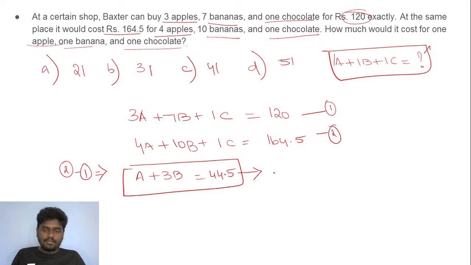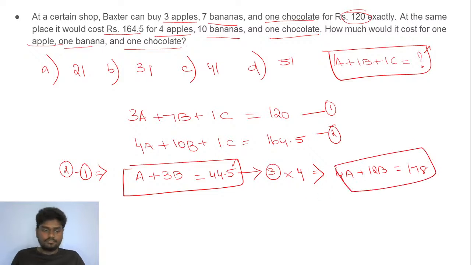And if I multiply this by 4, if I multiply 4 into a plus 3b, what I'll be getting here is 4a plus 12b is equal to 44.5 into 4, which is going to be 178. Okay, guys, I took this as equation 3, and since I multiplied by 4, let me take this as equation 4.